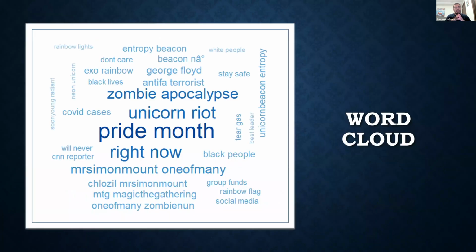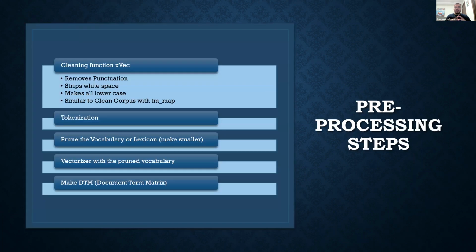And then we see the word cloud right here, which is driving more meaningful bigrams like Antifa, terrorist. We see don't care, rainbow lights, neon unicorn, COVID cases, zombie apocalypse. So COVID's popping up. Right now, we see some other ones repeating like Pride Month, Right Now, tear gas. Tear gas is new. Black people, group funds, rainbow flags, social media, MTG, Magic the Gathering, and some other ones which were not removed by the clean corpus function or the XPack.